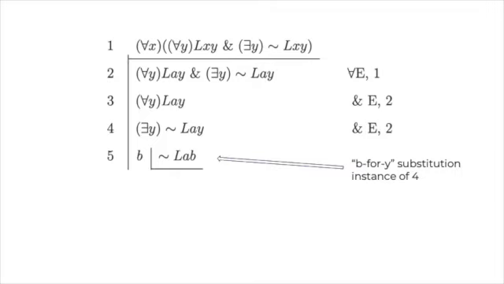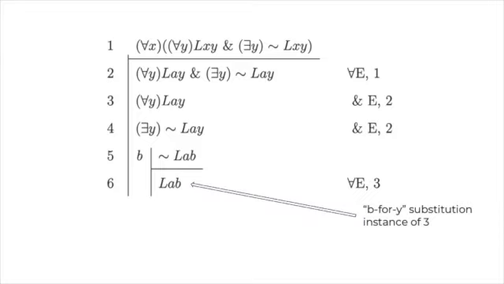Now, in our next line, we are ready to eliminate the universal in 3. We can actually use any letter we want in place of the Y there. However, if we use B, we'll get LAB, which in combination with not LAB, already in line 5, will give us the contradiction we are aiming for. So on line 6, we write the B for Y substitution instance of the universally quantified sentence in 3, which is LAB, by universal quantifier exploitation on line 3.